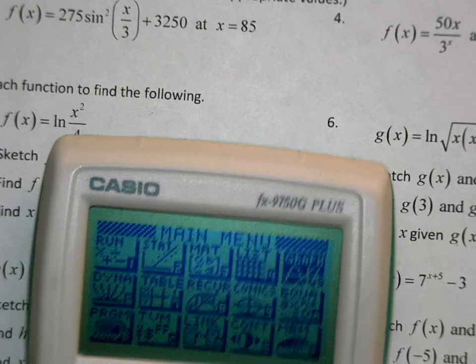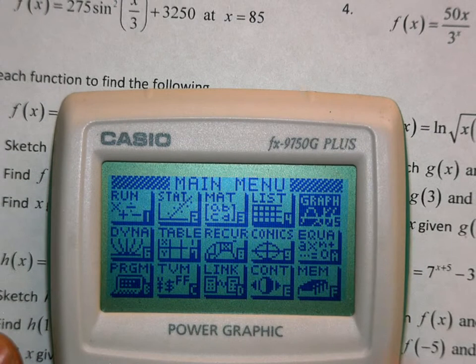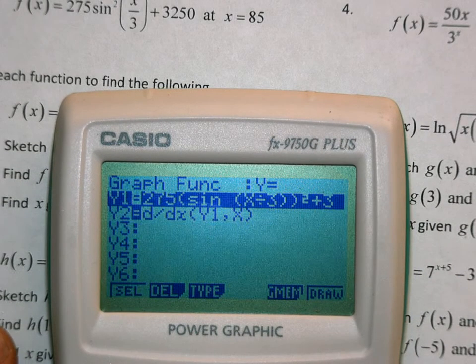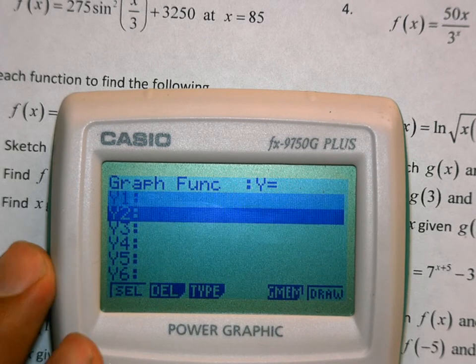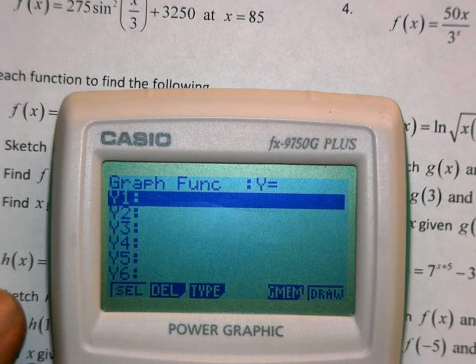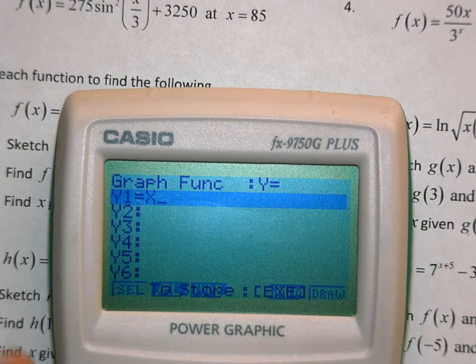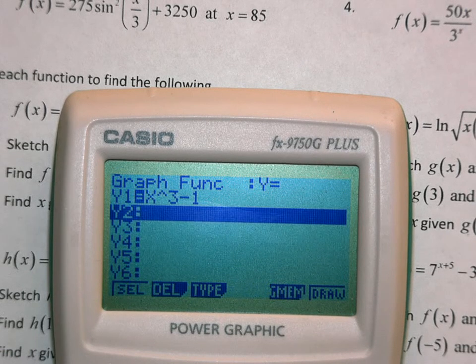Okay, so we're going to do the same thing. I'm going to go under graph. I'm going to delete a couple of these things. And what did we have? X to the third minus 1. That's my y1. I want to do the same idea. I want to take the derivative.